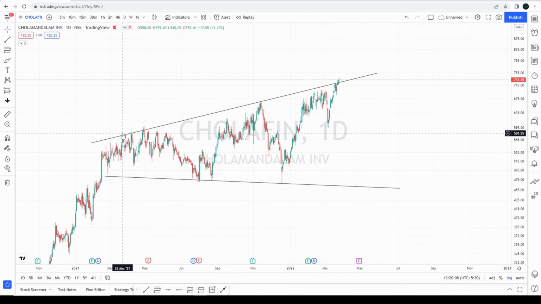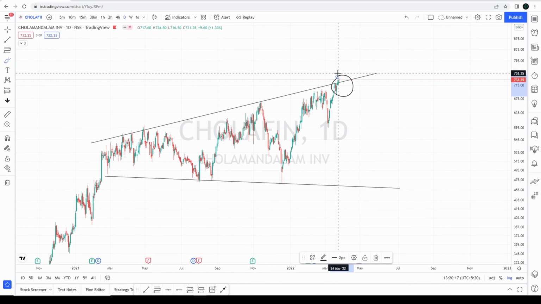Now this particular stock is exactly at this level, the resistance level. If this breaks with a good bullish engulfing candle, you can go ahead and take up a trade. You just keep this on your watchlist. Okay, so let me go to the next.